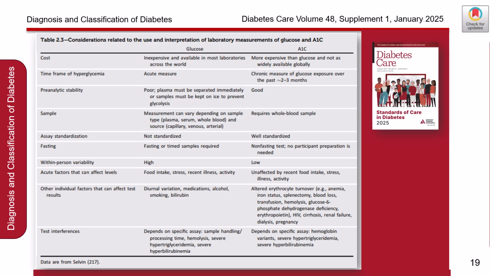Test interferences. Blood sugar tests can be affected by sample handling, processing time, breakdown of red blood cells, very high fat levels in the blood, or very high bilirubin levels. Glycated hemoglobin tests can be affected by differences in hemoglobin structure, very high fat levels in the blood, or very high bilirubin levels.